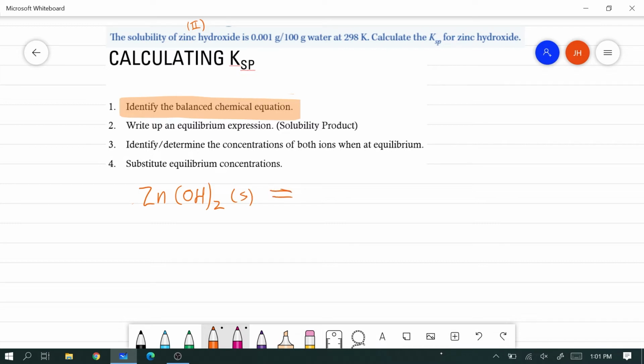And we know that we're talking about solubility, so we're looking at the process of dissociation, of dissolving. So that is going to lead to the formation of zinc 2+ ions and 2 lots of hydroxide ions.